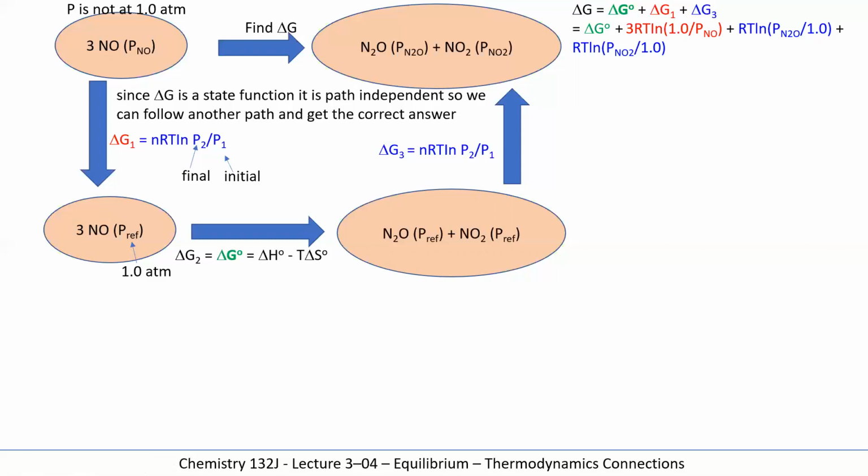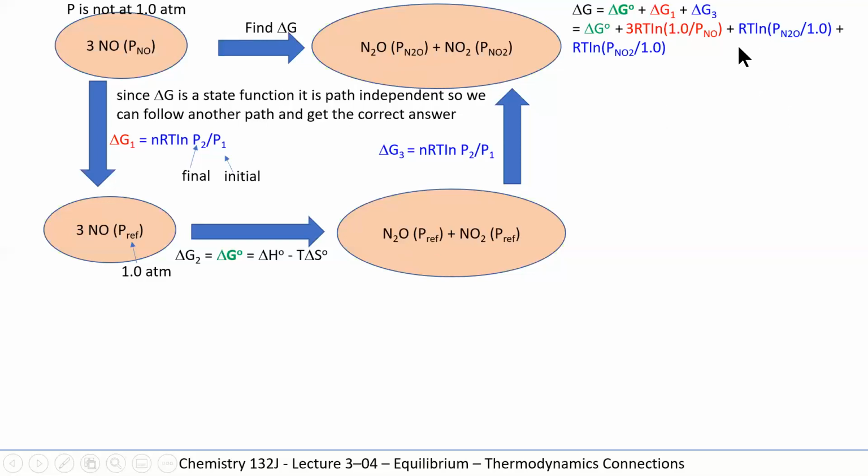For the ease of simplicity, I've reordered the G1, G2, and G3. I've reordered them into G2, G1, and G3. And now we're going to calculate in blue here the G3, which is the delta G that we're going to find when the N2O is converted back from 1 atmosphere to the pressure that was used in the original equation, in the original reaction.